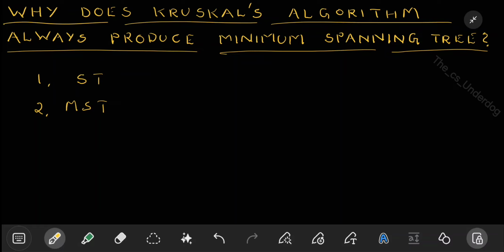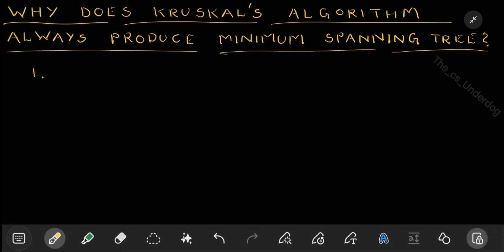So this is what we are going to do. In the first step, we'll prove that it is a spanning tree, and then keeping this point in mind, we'll prove that it is not any random spanning tree, but it is specifically the minimum spanning tree itself. So let us start with this proof. Initially, we have to prove that it is a spanning tree.